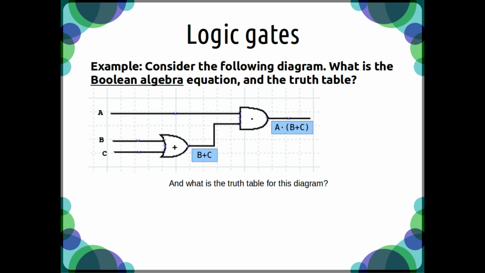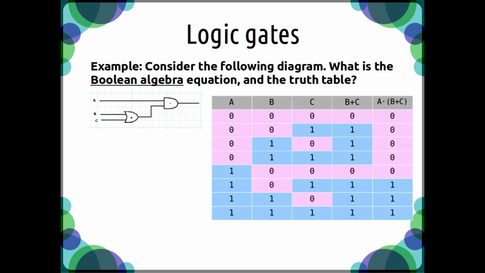So what's the truth table for this diagram? Well, building out the truth table shouldn't be hard. We've been doing it so far, and it comes out to something like this. So you just have to remember that the plus sign is OR, and the dot, or any sort of multiplication, ends up being AND.